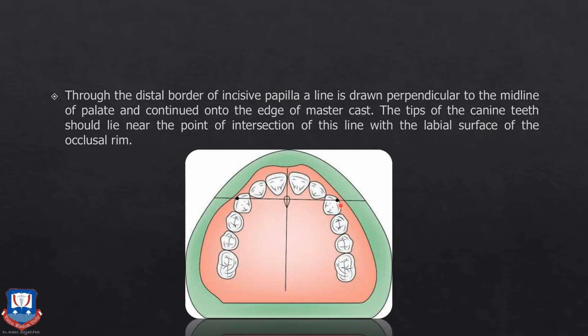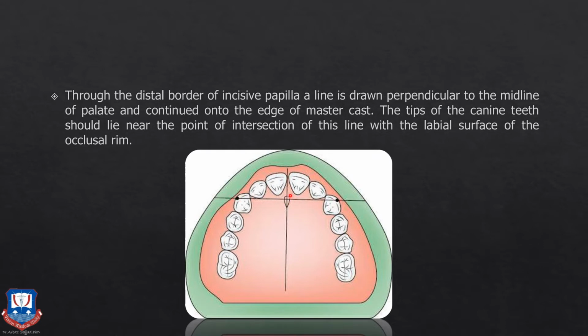So next, incisive papilla also serves as a guide for determining the anterior teeth selection. We should draw a line through the distal border of incisive papilla perpendicular to the midline of the palate, that is passing through the mid-palatine raphe, and on this line the tips of the canine will lie.